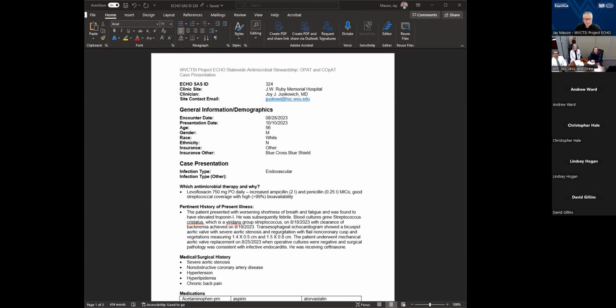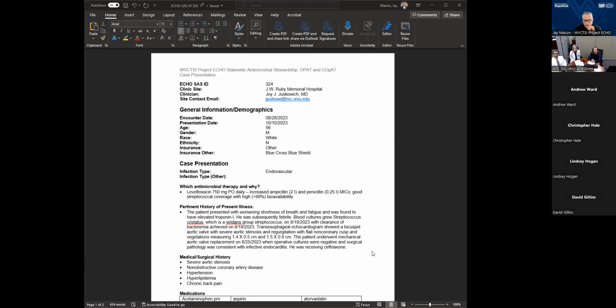Okay. Sticking with the endovascular theme, this is another endovascular infection where we're proposing COpAT. Starting out with which antimicrobial therapy and why: levofloxacin at the higher dose of 750 milligrams once daily. The thought process here was that this patient ultimately had a streptococcal infection with some increased MICs, or intermediate susceptibility to ampicillin and penicillin. Levofloxacin has good streptococcal coverage, and it has high bioavailability, greater than 99%.